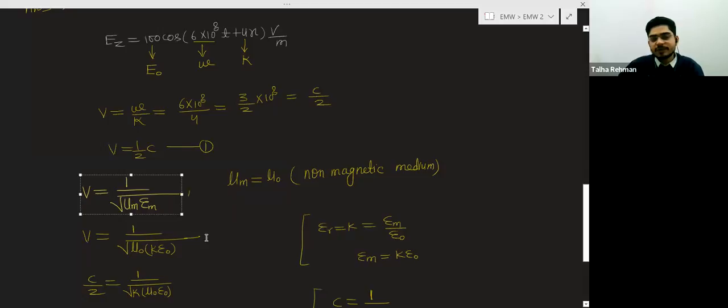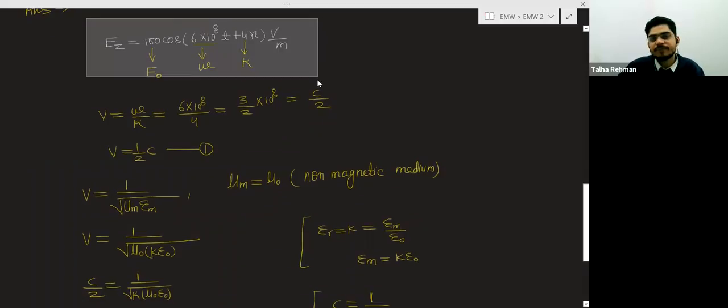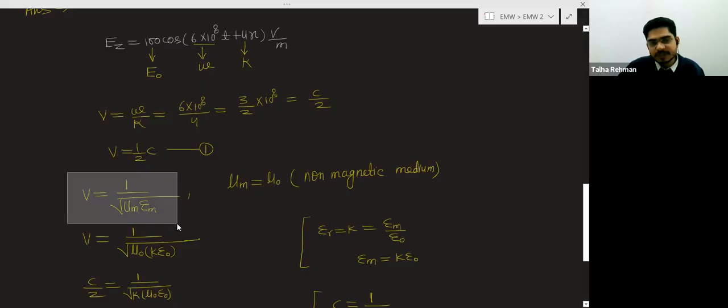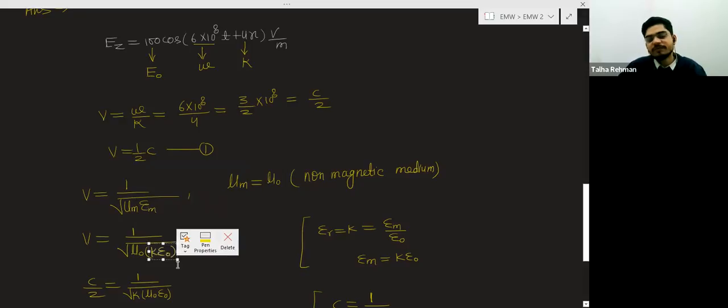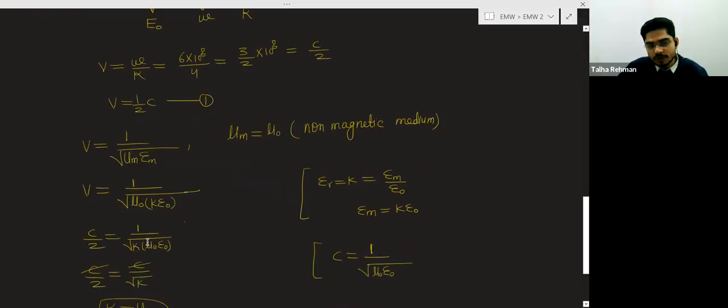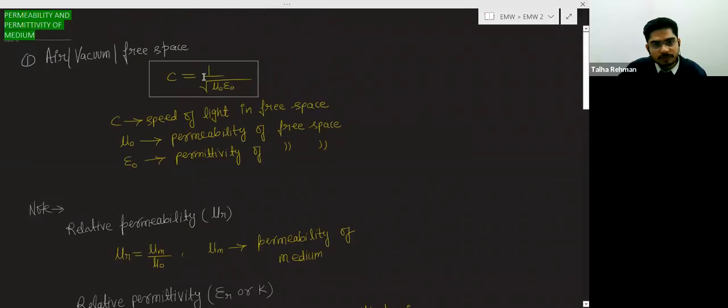Okay. Now, Fawaz, see here. This I have written because I know this is an electromagnetic wave. So the speed of the electromagnetic wave is given by this formula also, in terms of the permeability of the medium and permittivity of the medium. Permeability of the medium is given by mu naught, and permittivity of the medium is K times the permittivity in free space. So C is equal to 1 upon under root of mu naught epsilon naught.